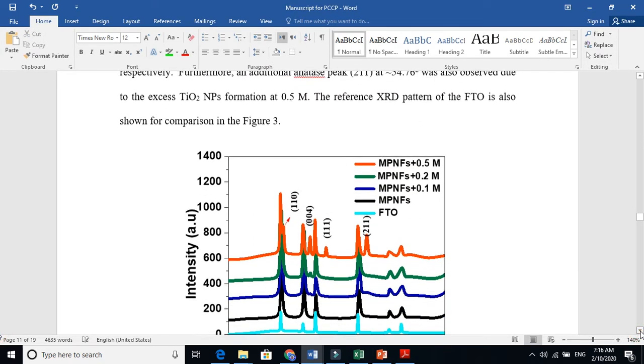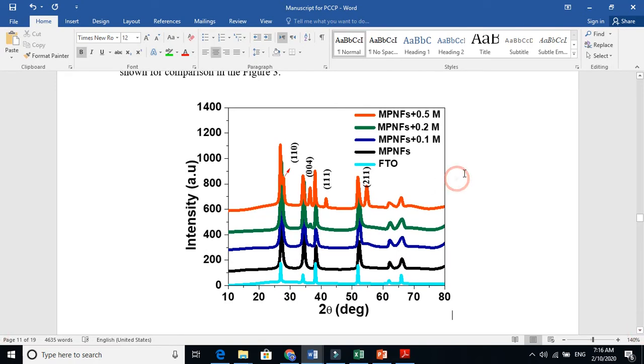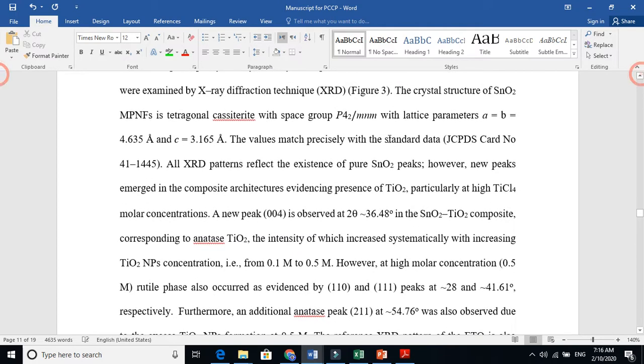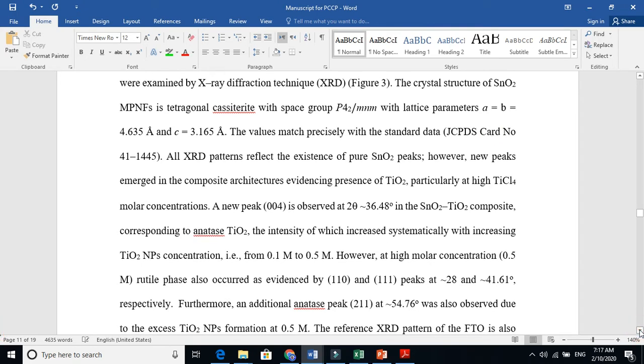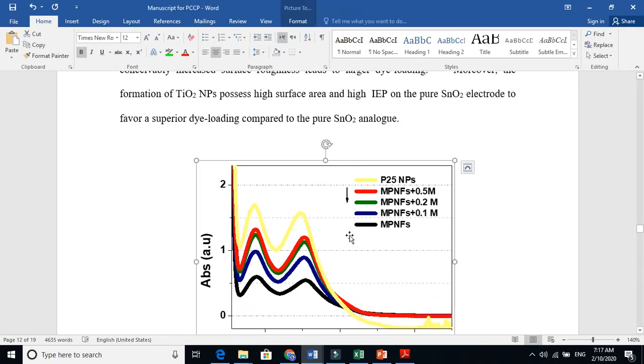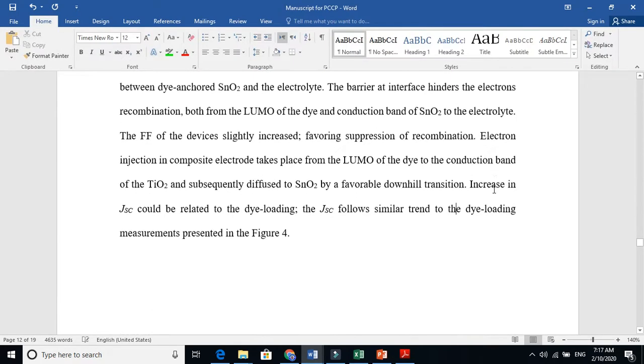I will briefly explain in the coming videos how to interpret XRD, but you need to tell what the peak positions are, what the planes are, where those planes are lying, and whether they are matching with the standard XRD pattern data, the JCPDS card number, or not. So you have to look into this detail. This is the XRD you see here, and this is the dye loading. The electrodes have different concentrations, so this is the pure one, and the concentration is increasing here. You can see that if you increase more TiCl4, more molarity, the dye loading is more here. This means it is increasing the surface area. So you have to explain these graphs like this.